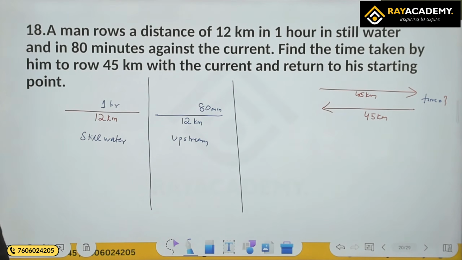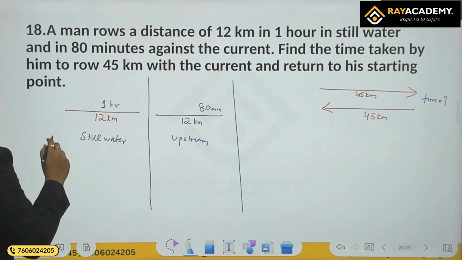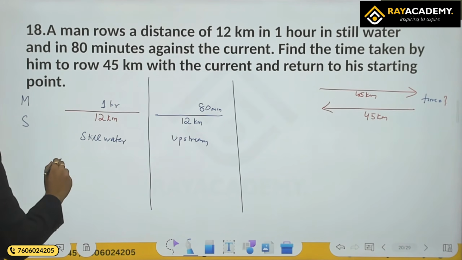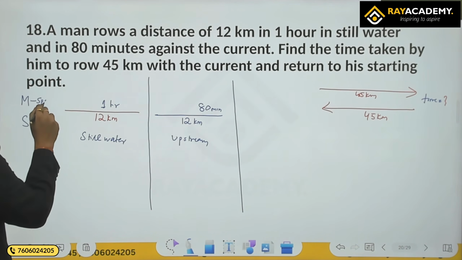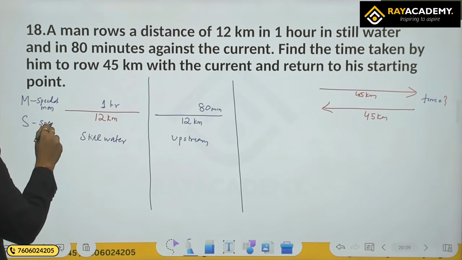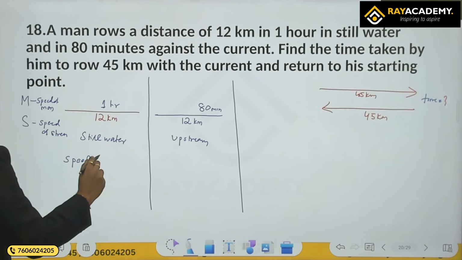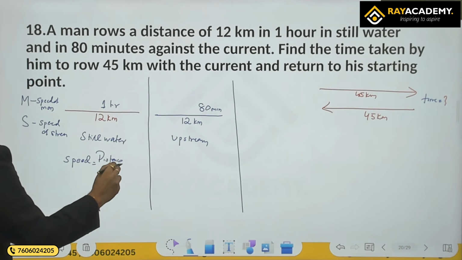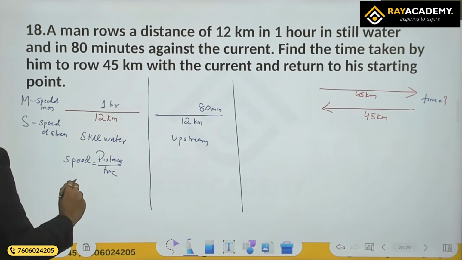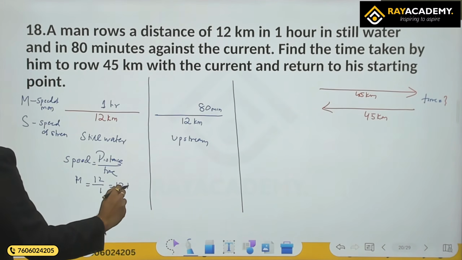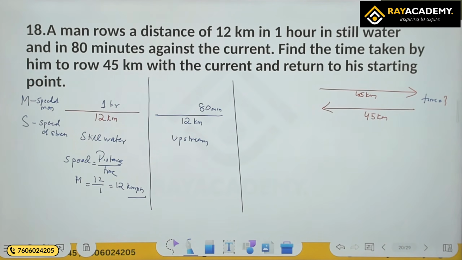First was still water. Here we will take the speed of man and the speed of stream. So this is the speed of man and this is the speed of stream. Speed is equal to distance by time. So m equals 12 by 1, that is 12 kilometer per hour. This is the speed of man.